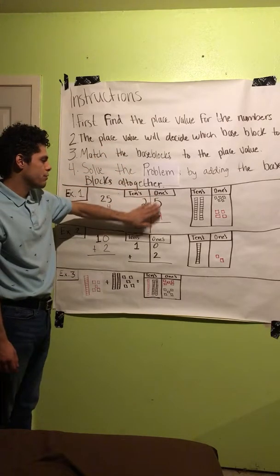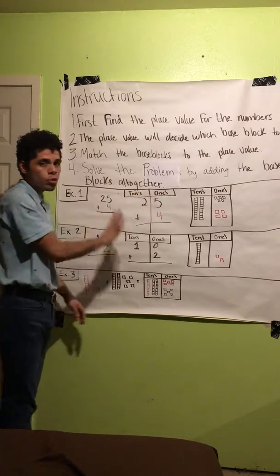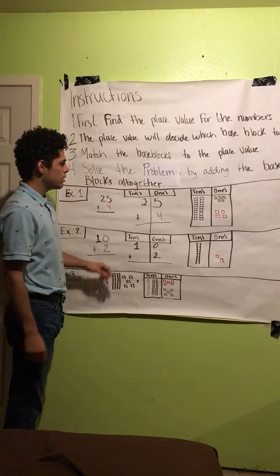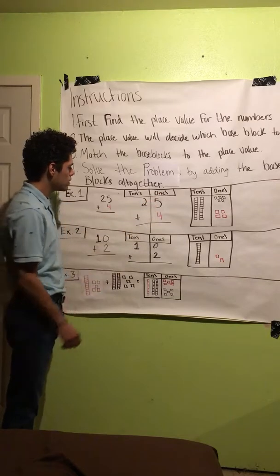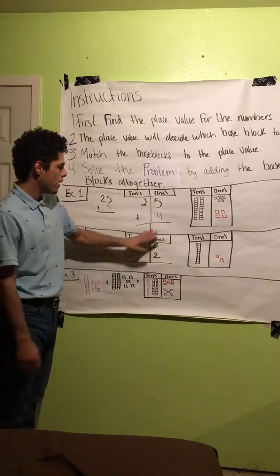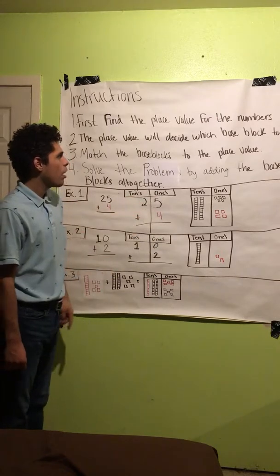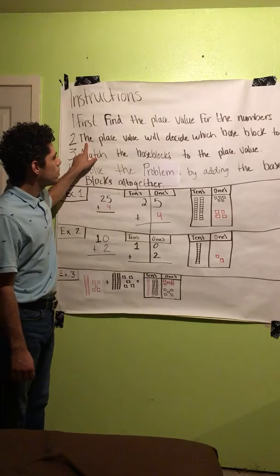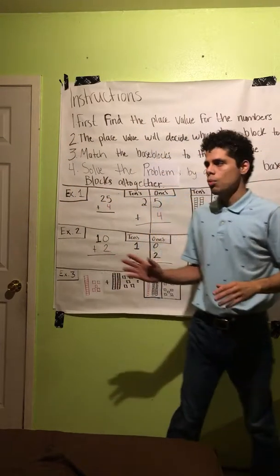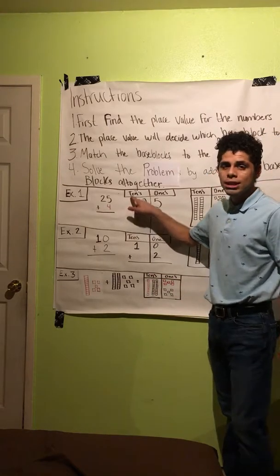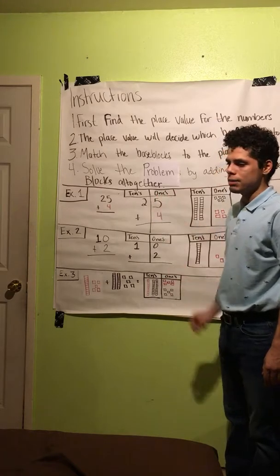I went ahead and did it a little bit differently, but I just switched it from bottom to top. So ones and tens, because we're only using ones and tens for today. So 2 goes in the tens, 5 goes in the ones, 4 goes in the ones. All right. These are the place values. Ones, tens. All right. Second, the place value will decide which base block to use. So, tens, we're going to be using the 10 base blocks. Ones, we're going to be using the ones base blocks.